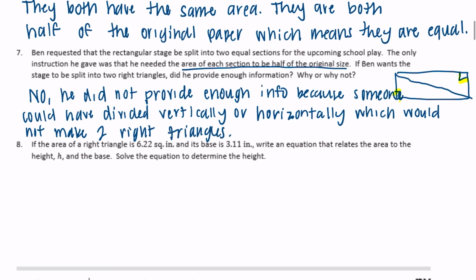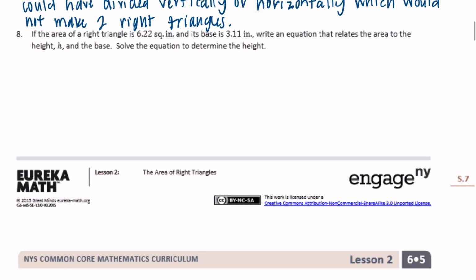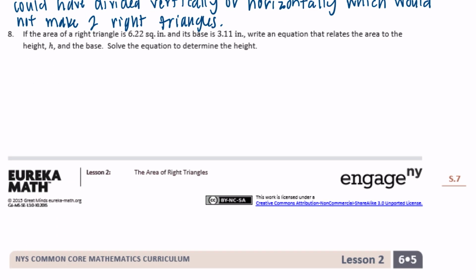Okay. And I think the last one, number 8. If the area of the right triangle is 6 22/100 square inches and its base is 3 11/100 inches, write an equation that relates the area to the height, h, and base. Solve the equation to determine the height.